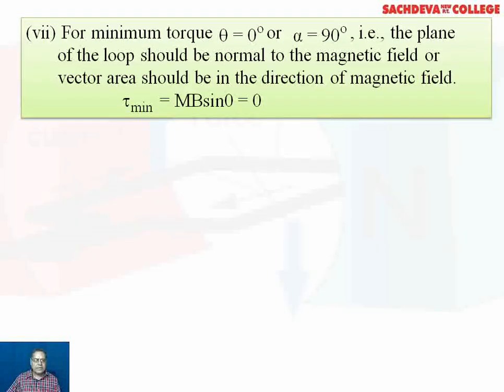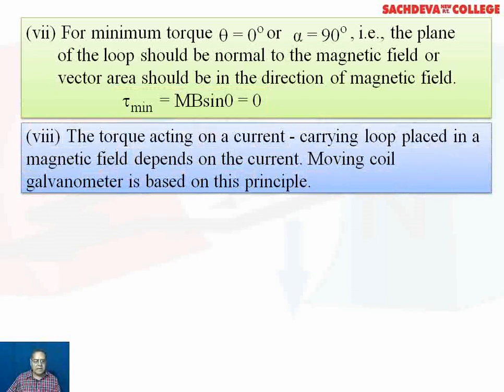Now, the seventh point is that for minimum torque, theta is equal to 0, alpha is 90. That is, the plane of the loop should be normal to the magnetic field, or the vector area should be in the direction of the magnetic field. The minimum torque is M B sine 0, that is equal to 0. The eighth point is that torque acting on the current carrying loop placed in a magnetic field depends on the current. Moving coil galvanometer is based on this principle.